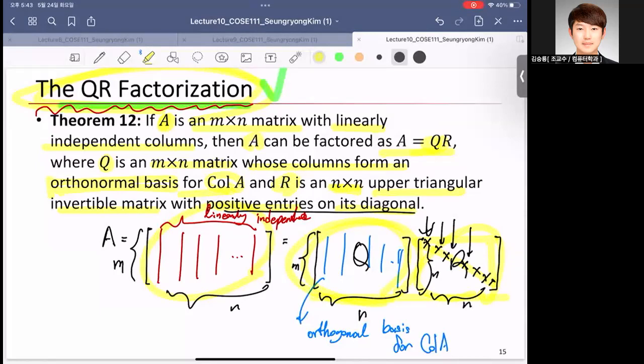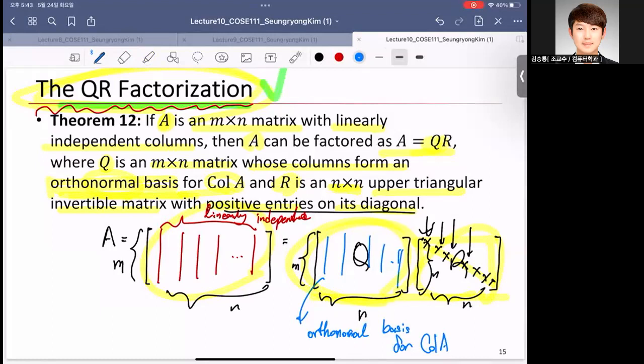This is the QR factorization. Sorry about that. Orthonormal, right? Orthonormal basis, right? It was written as "also" here. Sorry. Orthonormal, right? This is the QR factorization.